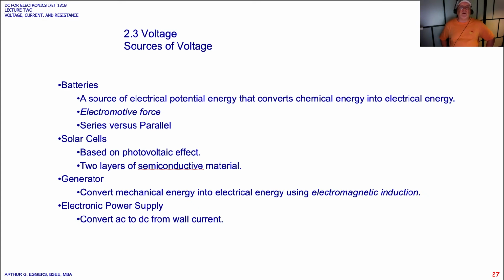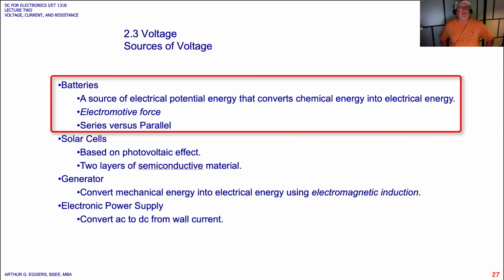How do we get voltage? Well, we can get voltage in a number of ways: batteries, solar cells, a generator, or an electronic power supply. Batteries you're well familiar with, in your flashlight, in your phone. A source of electrical potential energy that converts chemical energy into electrical energy. We call this electromotive force. And we have a relationship that we can form of series versus parallel.